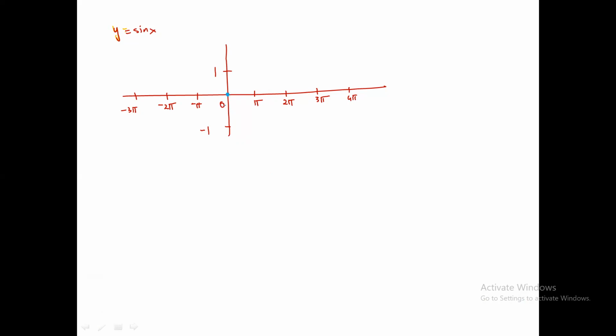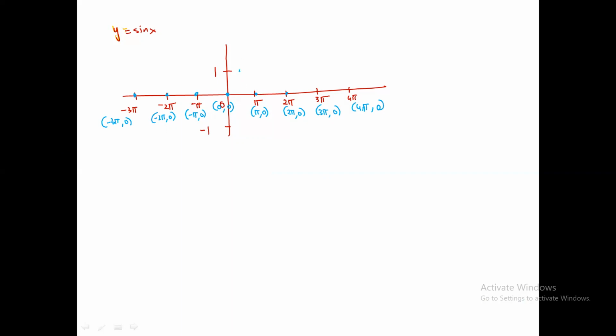Sin 0 is 0. X is 0, y is 0. Sin pi is 0. X is pi, y is 0. Sin 2 pi is 0. Sin 3 pi is 0. Sin 4 pi is 0. X is what you are putting and you are getting y from the function. Sin minus pi is 0. Sin minus 2 pi is 0. Sin minus 3 pi is 0. So I have to put points here.